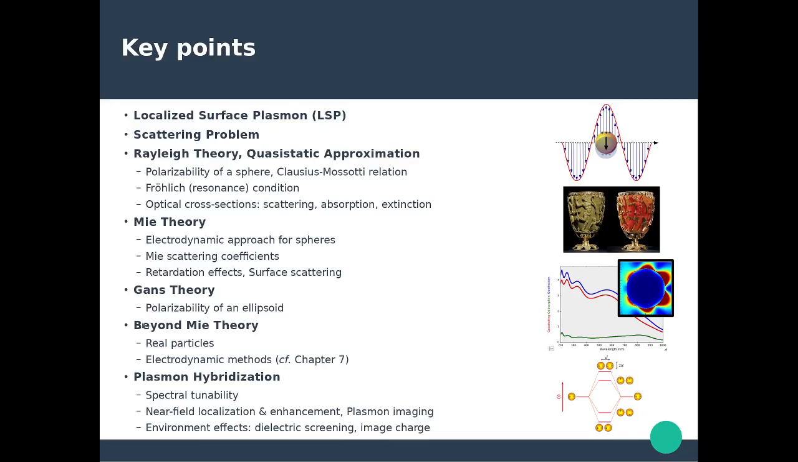We discussed also what's beyond Mie theory with electrodynamic methods that we've seen already in chapter 7. And we discussed the properties of those localized surface plasmons, so plasmon hybridization, spectral tunability, near-field localization and enhancement, as well as environment effects that are both dielectric screening and image charge.